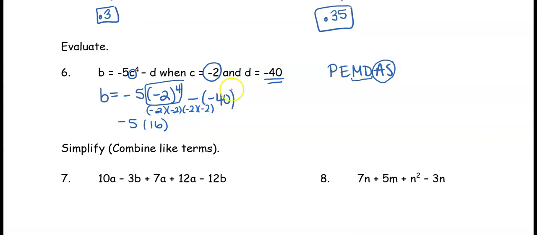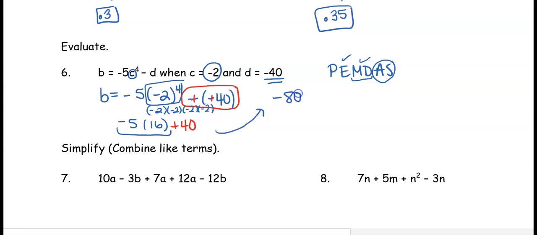And then when I look over here, this is minus a negative. If I'm subtracting a negative, that becomes a +40. So I just simplified that. The next thing I see after exponents is multiplication and division. We don't have any division, but we do have multiplication. -5 times 16 is going to be a -80, plus 40. Now I'm on my addition and subtraction. That's going to give us a negative 40. So in this case, B is equal to a negative 40.